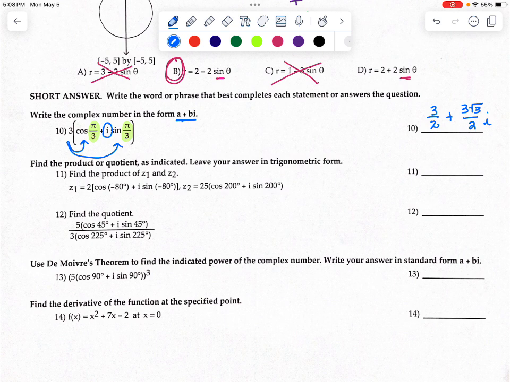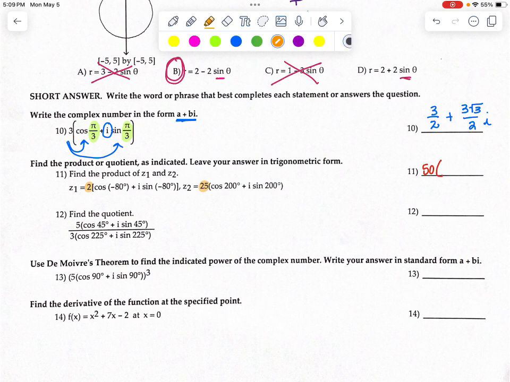Okay, number 11 and 12, that's the product and quotient rules. These are really, really easy. Remember, what you're going to do here is you're going to actually take the r values in the front, in this case the 2 and the 25, and you will multiply those two numbers together. That's pretty straightforward because 2 times 25 is 50.